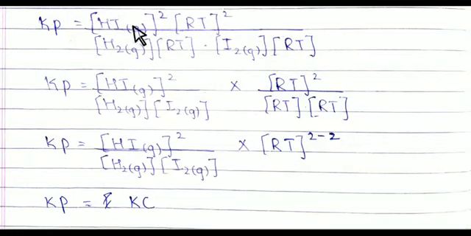So this value will become 1. And whenever we separate RT from this formula, we will get this, which is nothing but the formula of Kc, which means concentration of product upon concentration of reactant. So it means that in this reaction, Kp is equal to Kc.